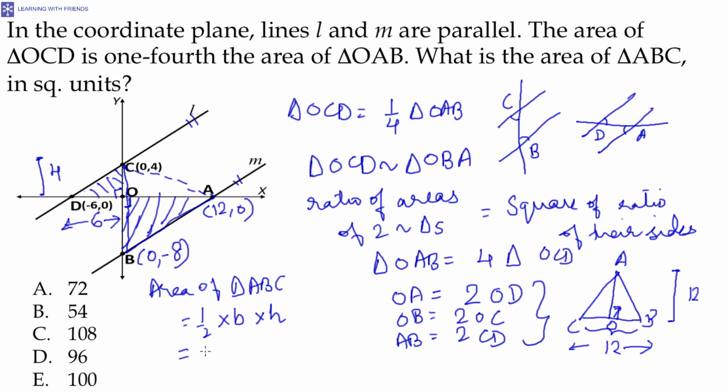So my value becomes half multiplied by 12 because base is 12, height is 12. I cancel 2, 6 is 12, and 12, 6 is 72. So my area of triangle ABC is 72 square units. So that's how we solve this question.